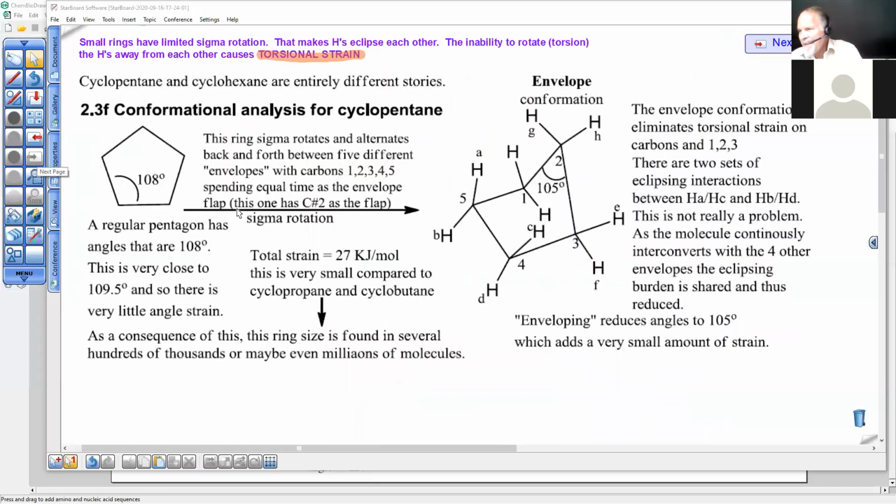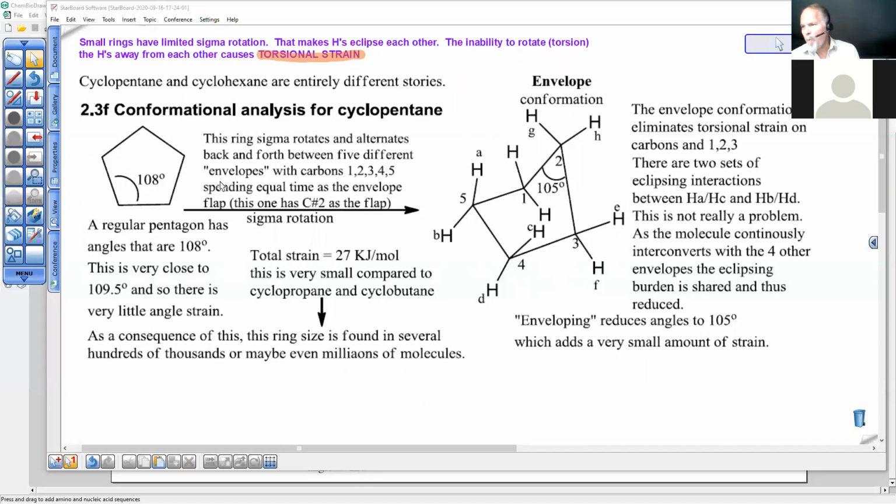And yeah, cyclopentane and cyclohexane are entirely different stories. Once again, you don't want a flat figure for any of these geometries because you'll have eclipsing, which is terrible. When you get to a pentagon, I don't want you to memorize that in a normal pentagon, the angle is 108, which is kind of a nice number compared to 109.5. But that's if it's flat.